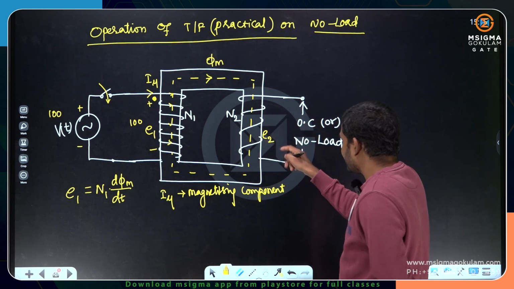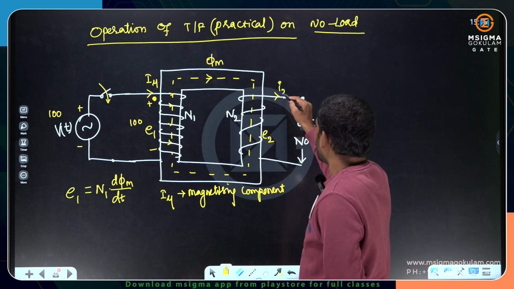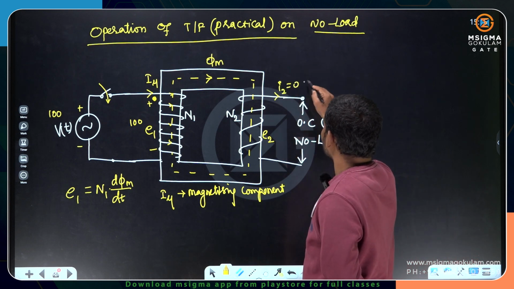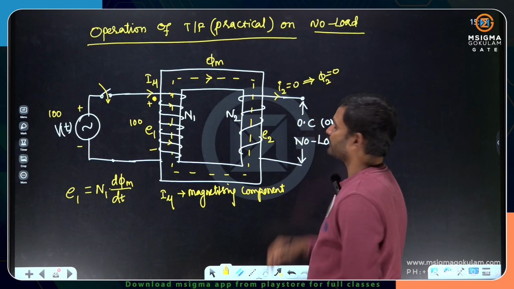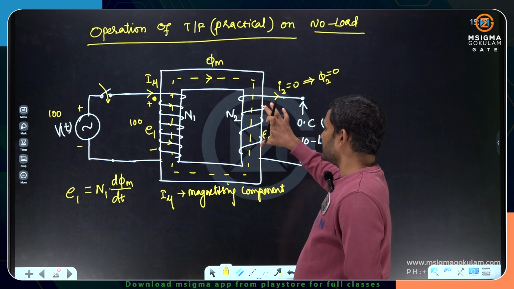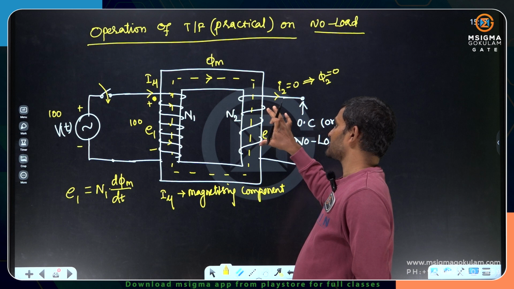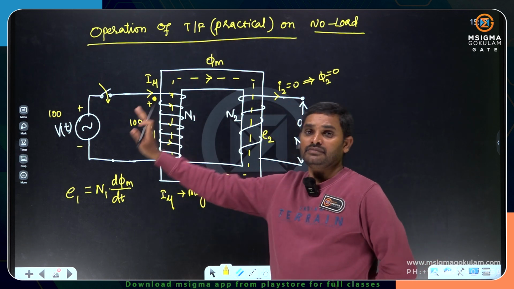But to drive the current, we do not have a closed path. Therefore, here the current I2 on this side is 0. Therefore, the flux on the secondary side is also 0. There is no counter flux for the mutual flux. Here, opposition is not happening. Lenz law is not satisfied from the secondary side, but it is satisfied from the primary side.